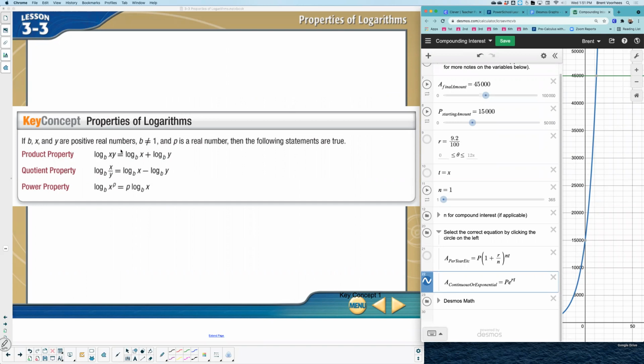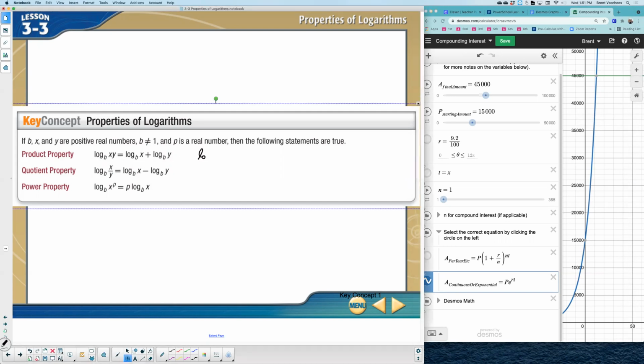Let me explain it to you this way. If you have one log and the inside is made up of factors, you could separate those factors out into multiple logs. So let me say it a little more succinctly. One log multiplying is equal to multiple logs adding. And that's what that's trying to show you here. They just use the letters X and Y, but this could be more than 1 or 2 factors. This could be log B of XYZ, which would be equal to log B of X plus log B of Y plus log B of Z. So one log multiplying becomes multiple logs adding. That's rule 1, the product property.